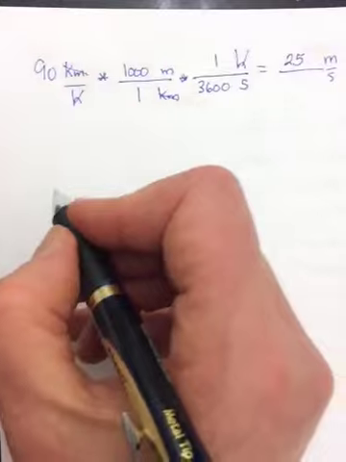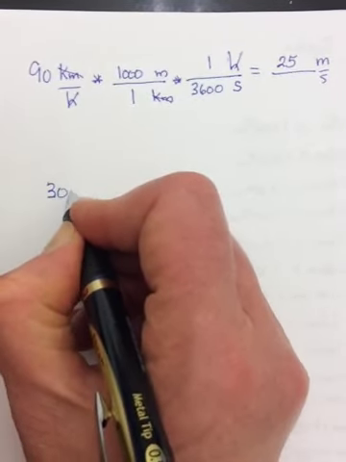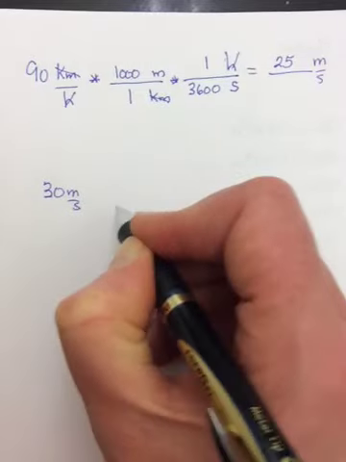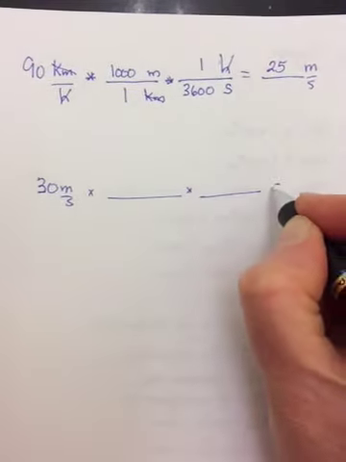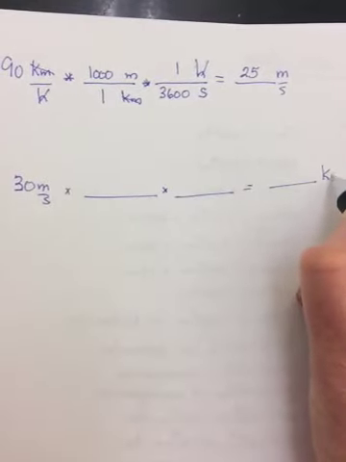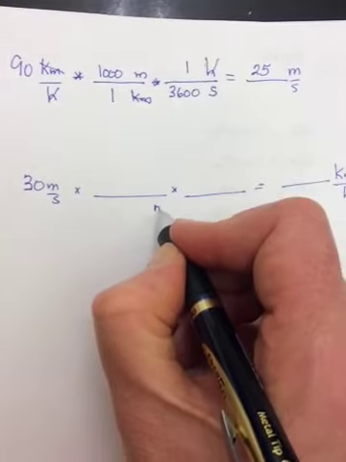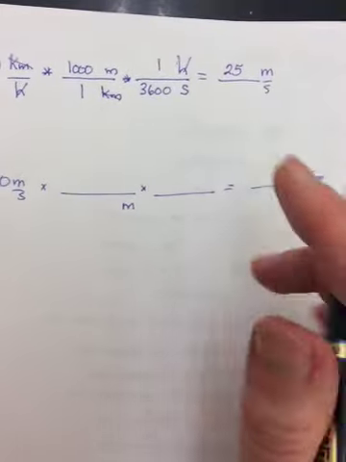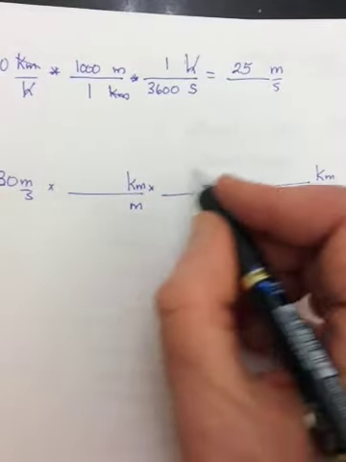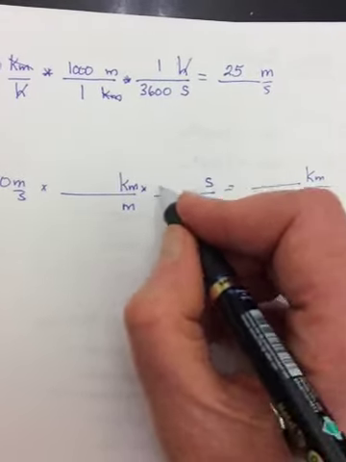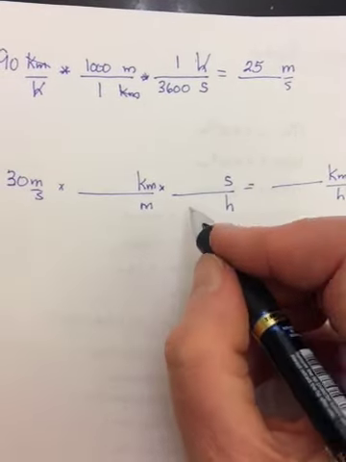Okay, let's go the other way maybe. Let's do 30 meters per second, and I want you to change it to something in kilometers per hour. So meters are on the top. We want to cancel them out, so it needs to go on the bottom. And we want to be left with kilometers. Seconds is on the bottom, so to cancel out, they have to be on the top, and we want to be left with hours on the bottom this time.